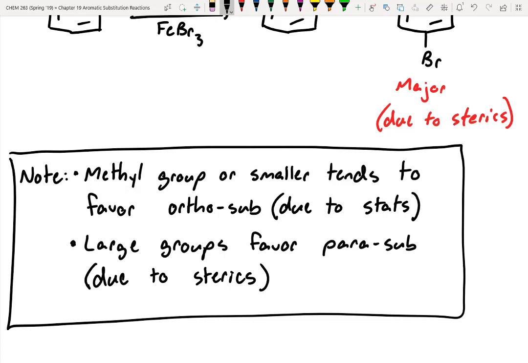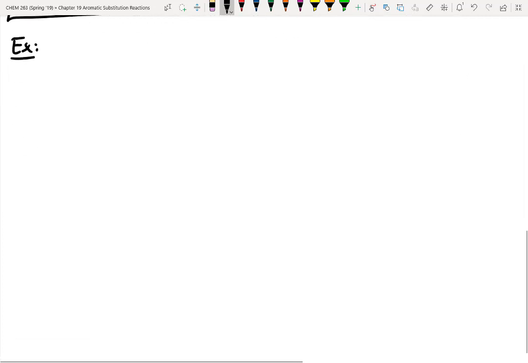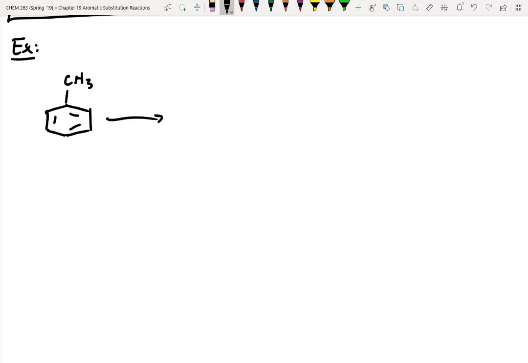Okay, so let's consider that, right? I think I understand what you're asking. We'll write it out so everybody can understand. All right. So are you referring to toluene? Okay. So let's say we've got this one, and we react this with elemental bromine and iron tribromide once, right?